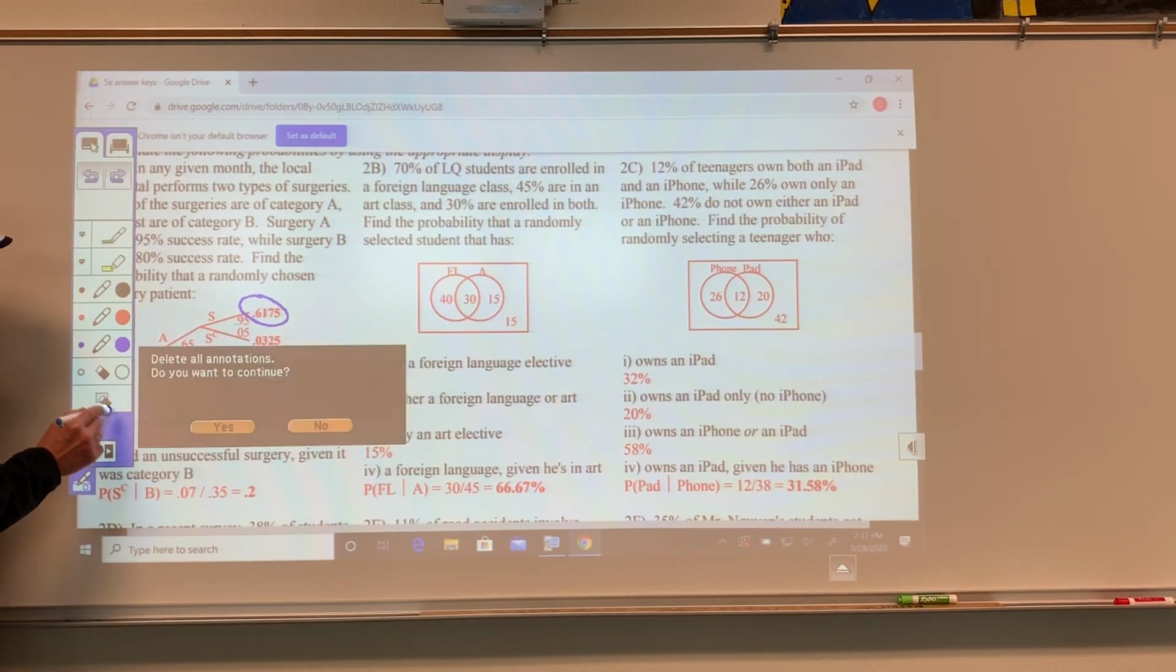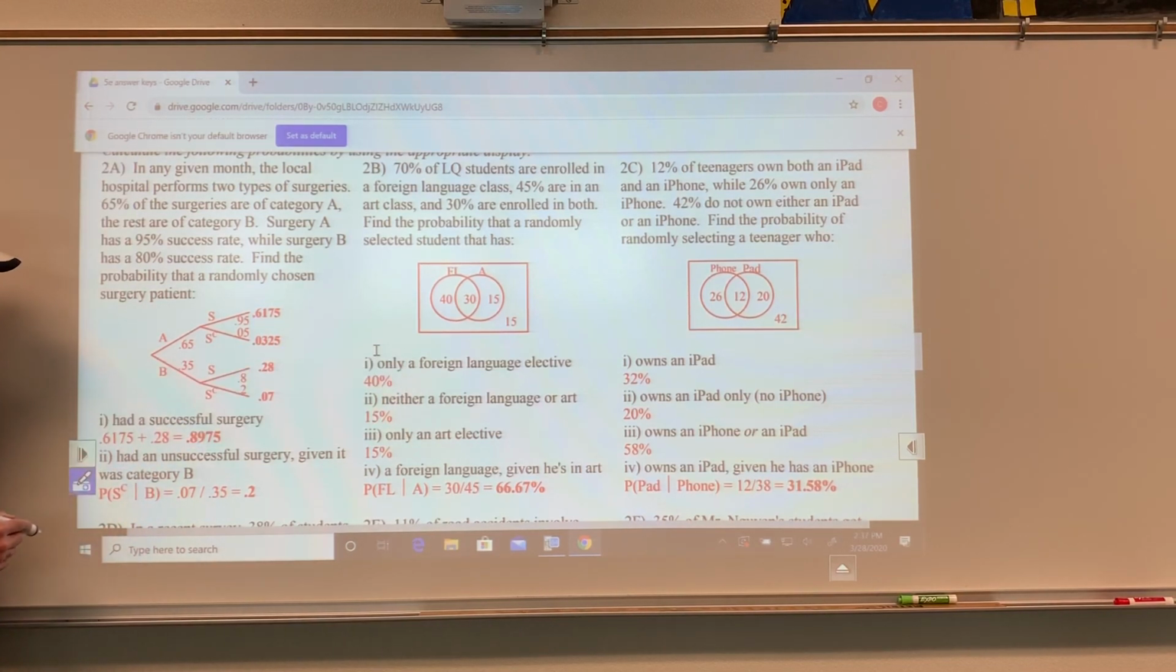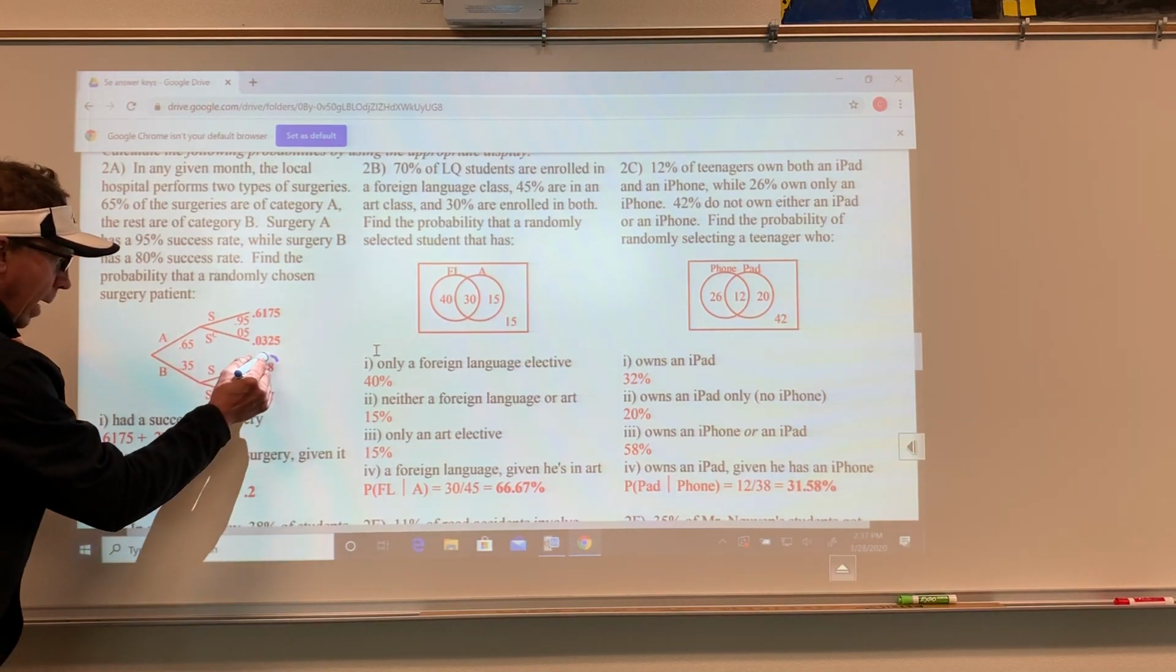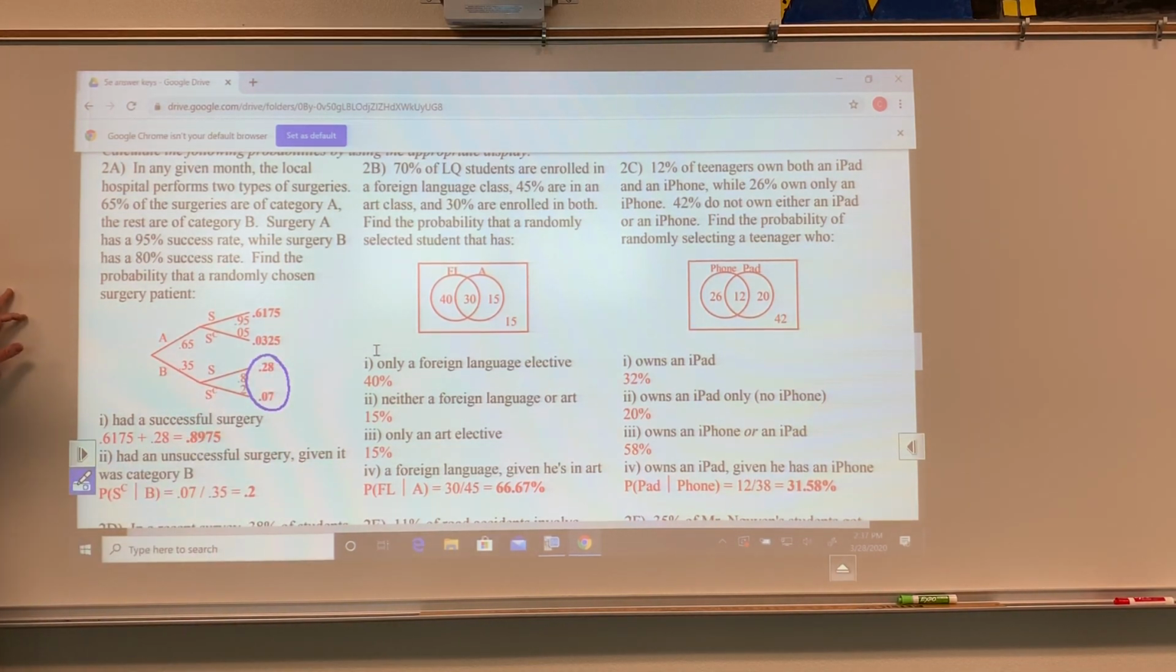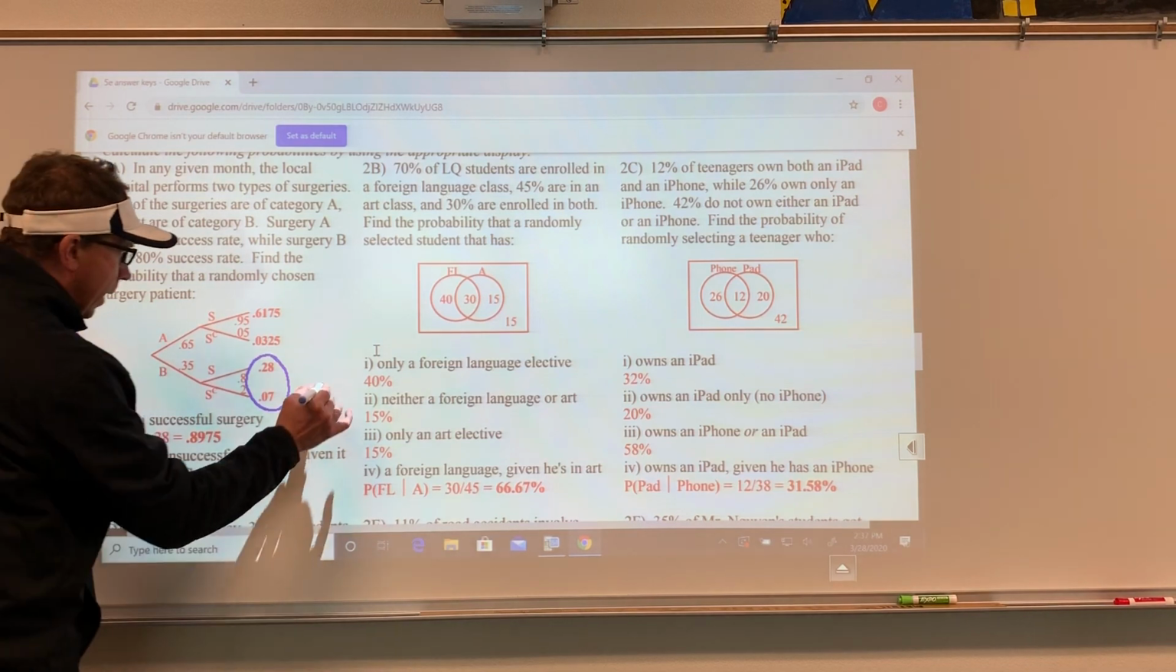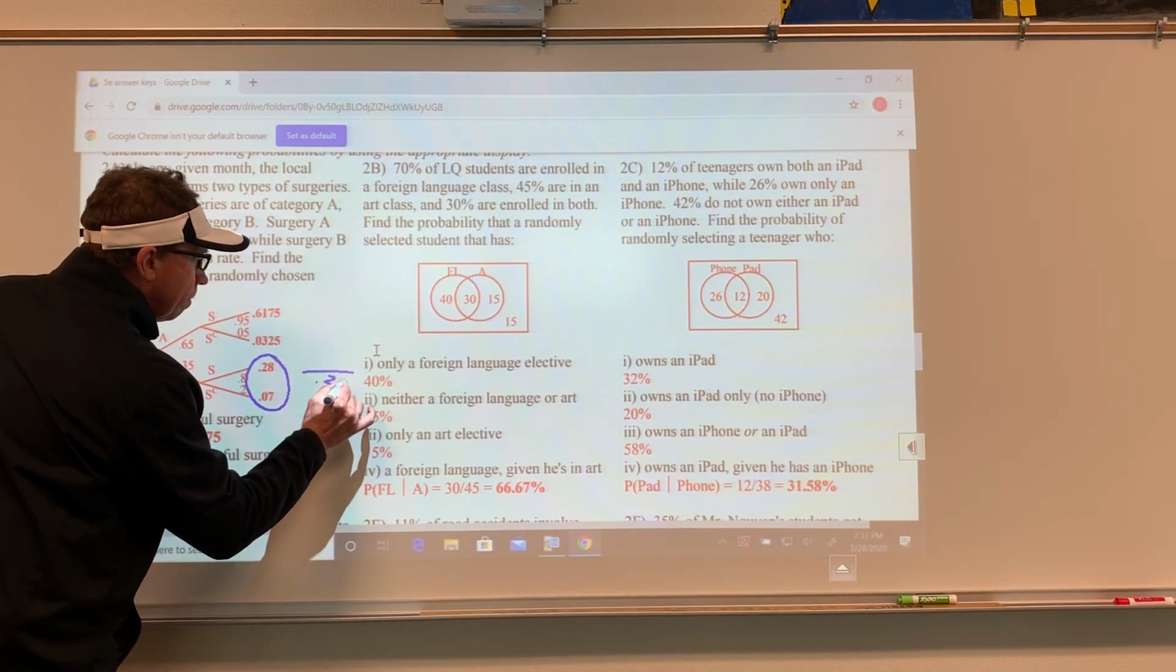Okay? And the second question is, had an unsuccessful surgery given it was category B? Had an unsuccessful surgery given it was category B. Okay? All right, well, category B is these two added up. Okay, category B. And of course, that makes 0.35.